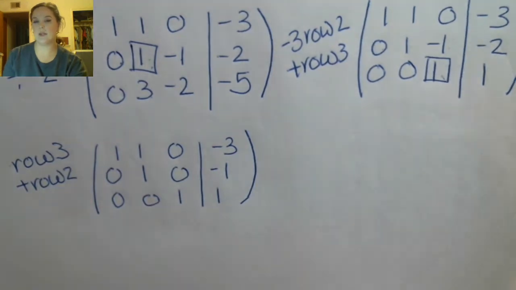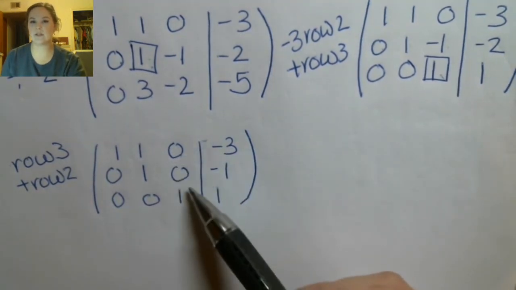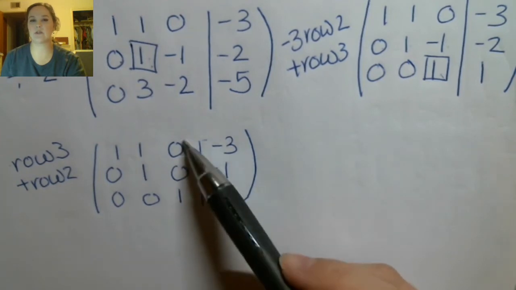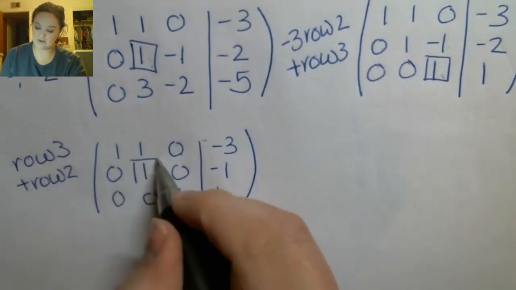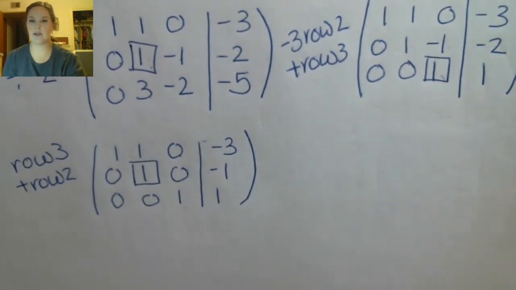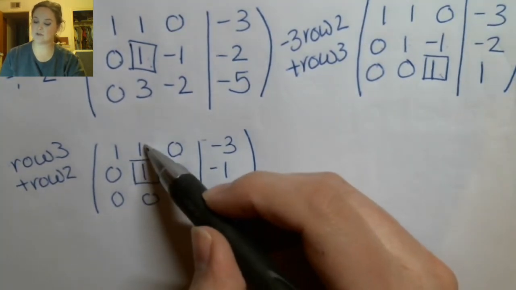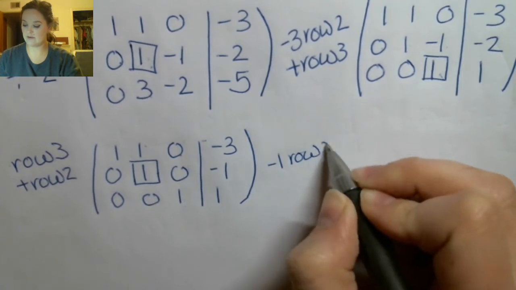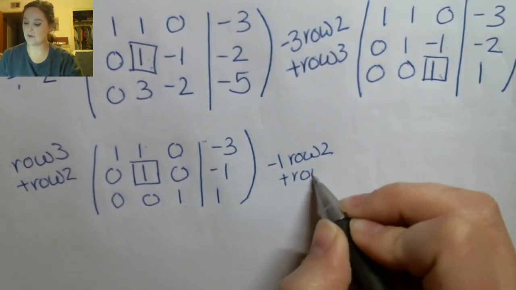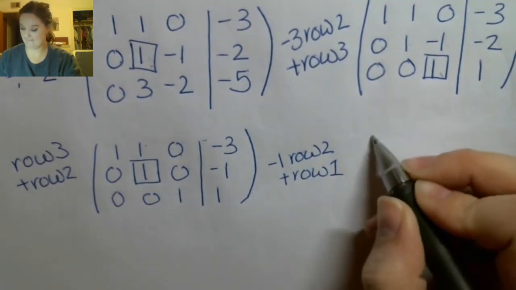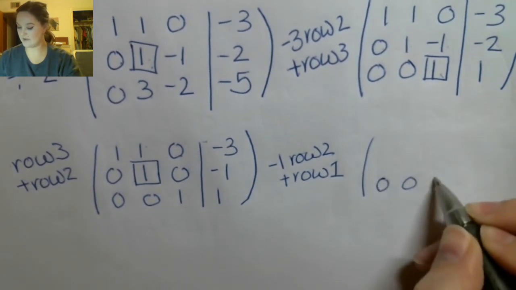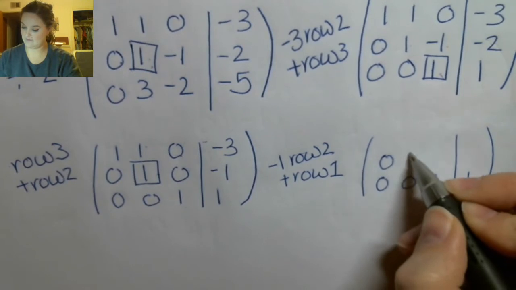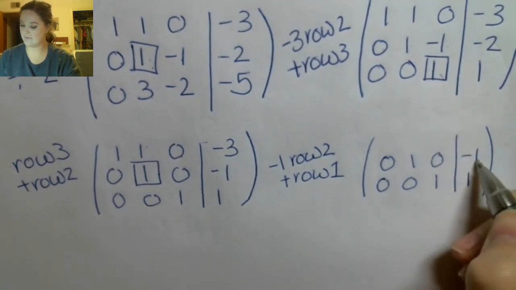Okay. Now, because of this pre-existing 0, I now have this column looking how I want it, right? 1 on the diagonal, 0 above. So I'm going to move to the left here. Okay, and I'm going to use this position to eliminate above it. So I'm going to do -1 times row 2, and I'm going to add it to row 1. Okay, so my last row is the same. Second row is the same.